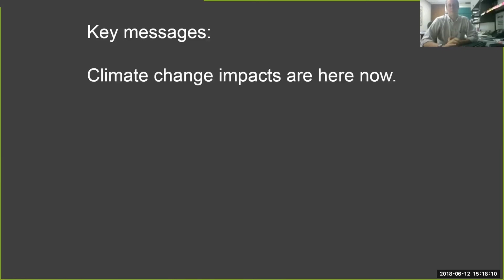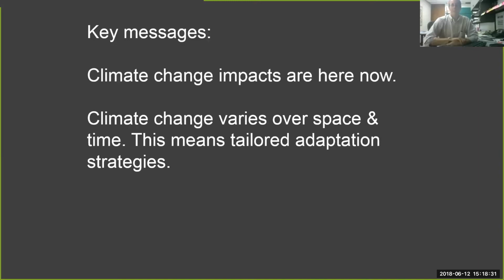So that leads us to conclude, at least with some of these maps, a few key messages that I think are important for everyone. First, climate change is not something that's going to happen in 2050. It's not something that may or may not happen, despite what some politicians may think. Climate change effects are happening here, they're happening now, and we can see them in many of the coffee lands where we work. Secondly, climate change is not uniform. It varies over space and time, and therefore we need to come up with tailored adaptation strategies.